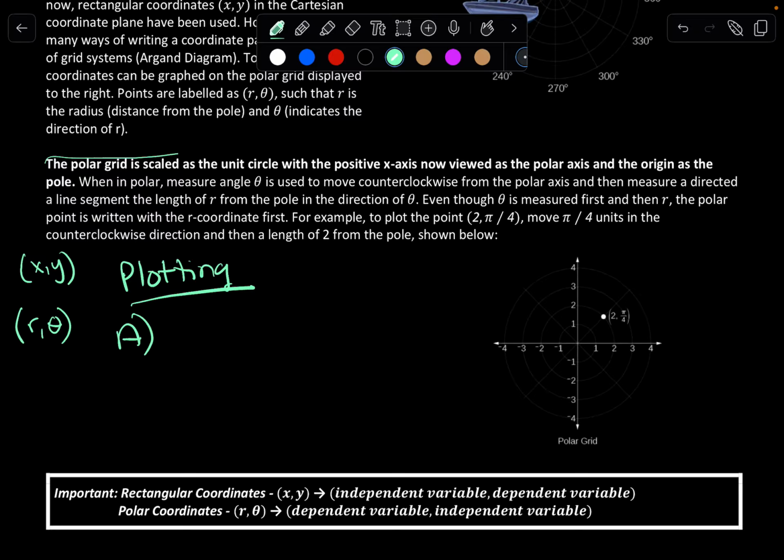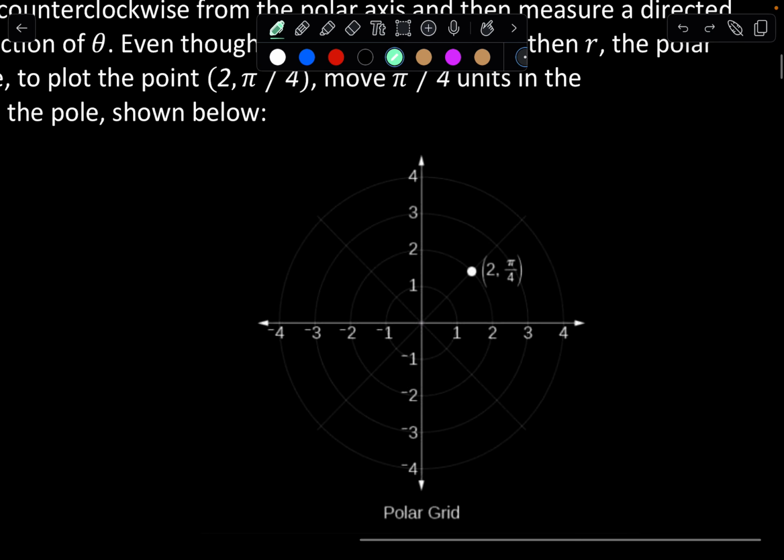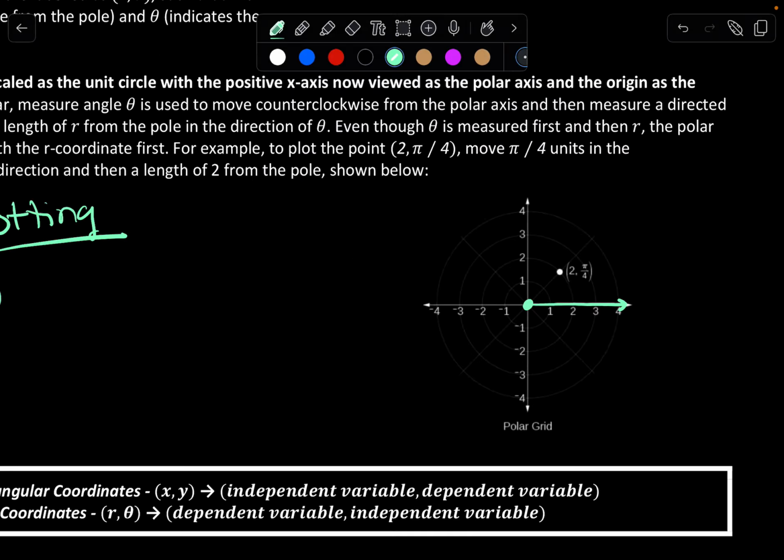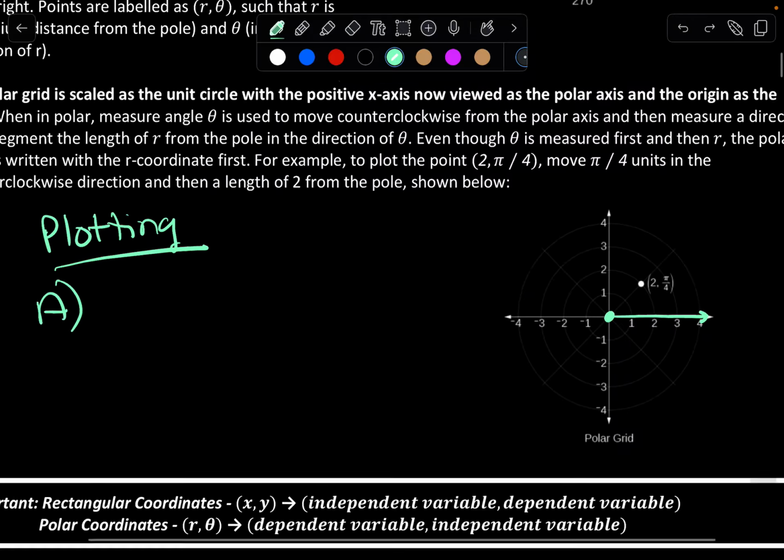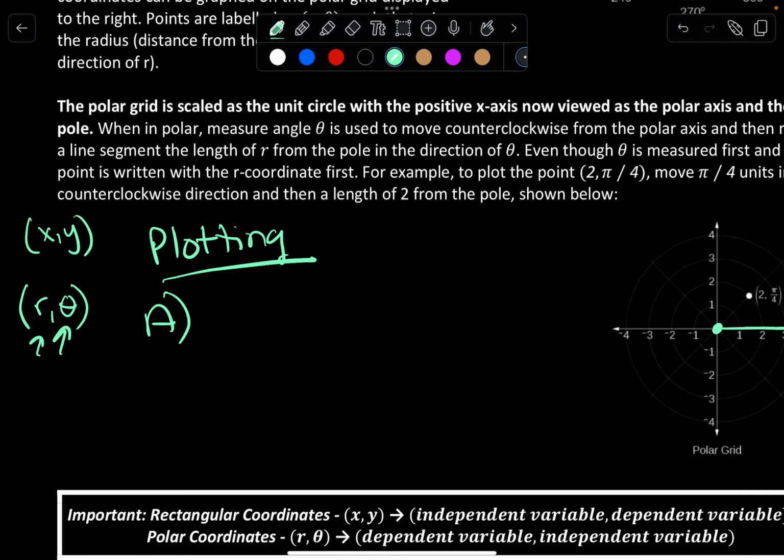Now, the polar grid is scaled as the unit circle with the positive x-axis now viewed as the polar axis and the origin as the pole. So when you're in polar, we aren't dealing with the origin anymore. We are dealing with something that is called the pole, and that is at the center of our concentric circles. And then we have our polar axis, which is here. We use these 2 axes in order to help create a bond between Cartesian and polar. But really, when you are drawing a polar graph, this is all you see. This is what you start with, the pole and then the polar axis. And then this is how we plot the points. So based on the radius and the angle, I'm able to plot a location along these concentric circles.